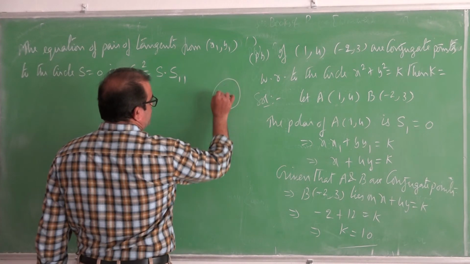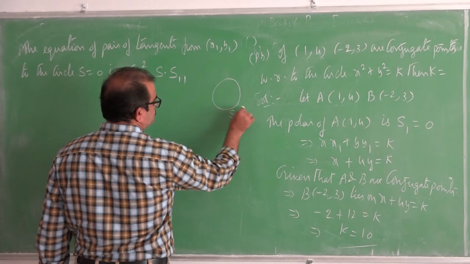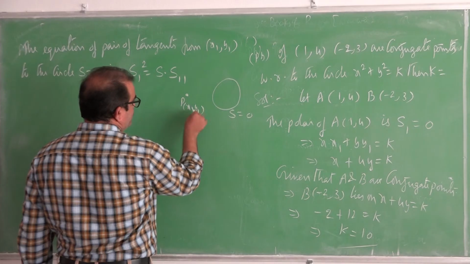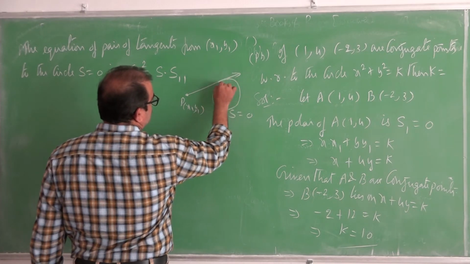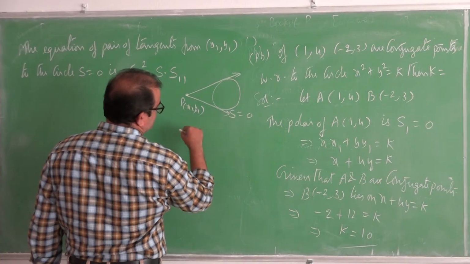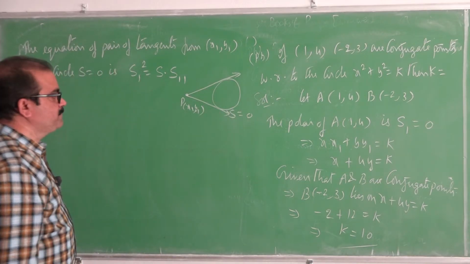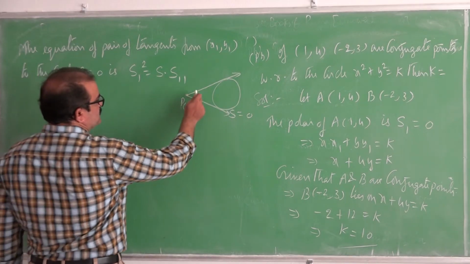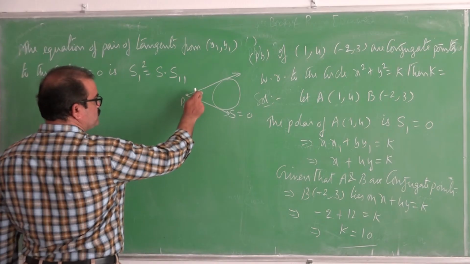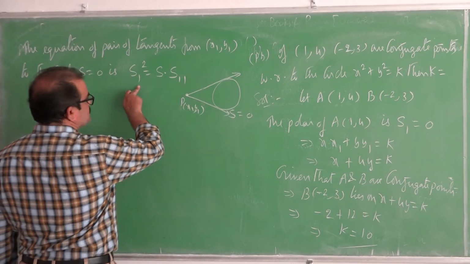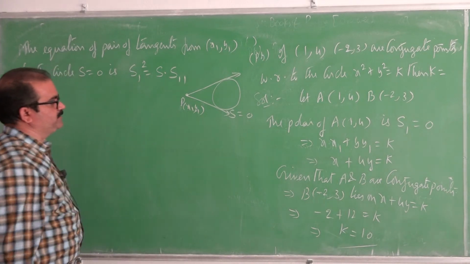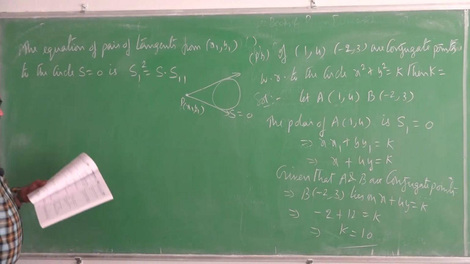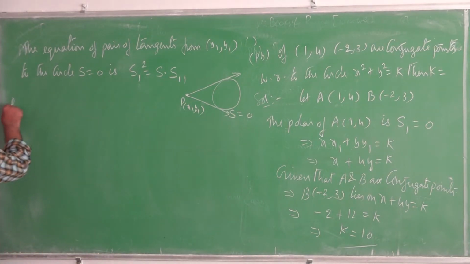See here, let the circle be S is equal to 0. From an external point P(x1, y1), how many tangents are drawn to this circle? This is one tangent and this is another tangent. Two tangents are drawn from external point to that circle. The equation to both these tangents is S1 square is equal to S into S11. We already discussed what is S1 and what is S11 in the notation. Right? One problem on this.